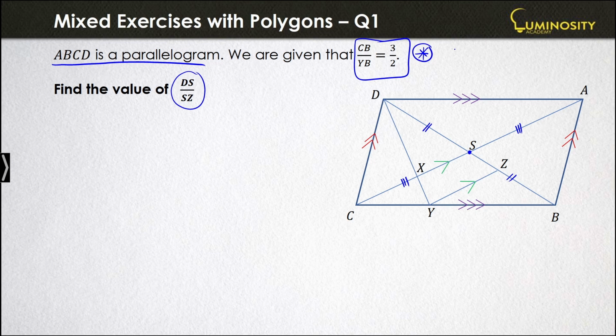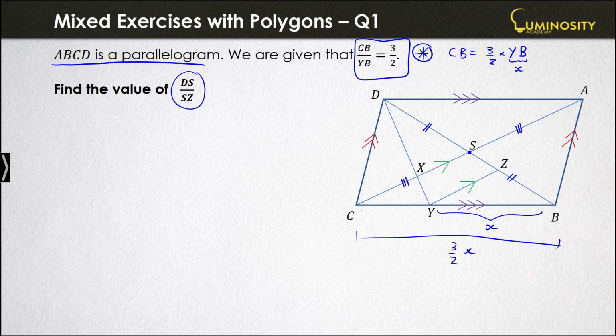So I can rewrite this as CB equals 3 over 2 times YB. Okay, so what I'm going to do is I'm going to let YB equal to X. Therefore, if I let this length here, YB, equal to X, then the length of CB, which is this total length here, is 3 over 2 amounts of X. So therefore I can work out this last bit amount here by saying 3 over 2X minus X, and that'll leave me with a half X.